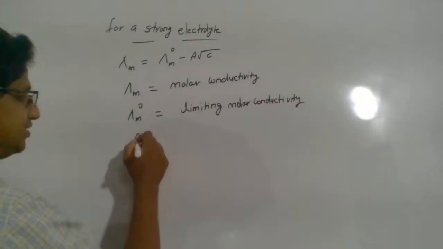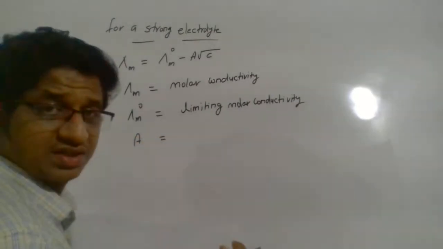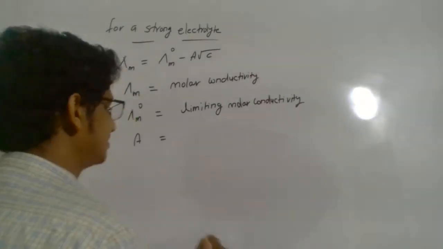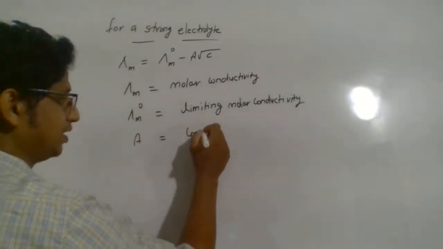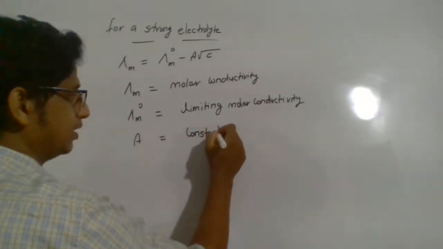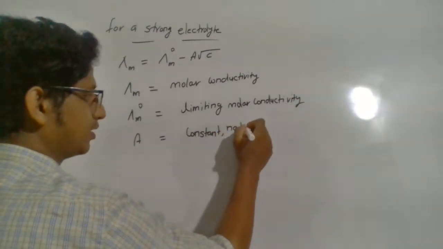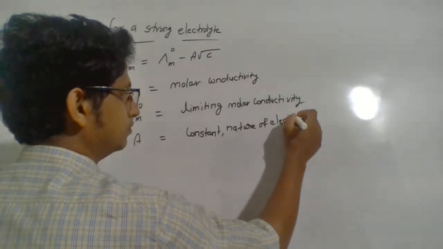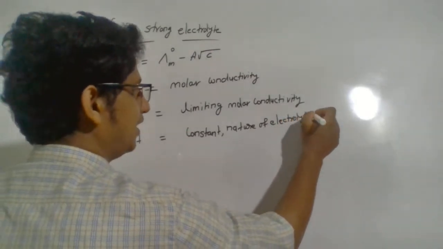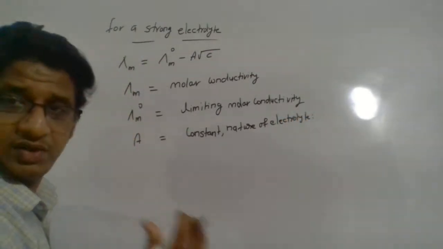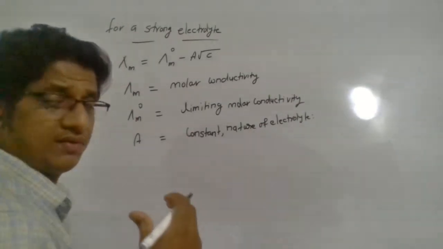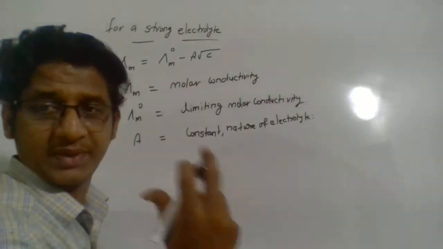Then A is a constant. A is a constant related to the nature of the electrolyte. This A value you can determine, and I can tell you how it is. The A value is found to be constant for a particular electrolyte.